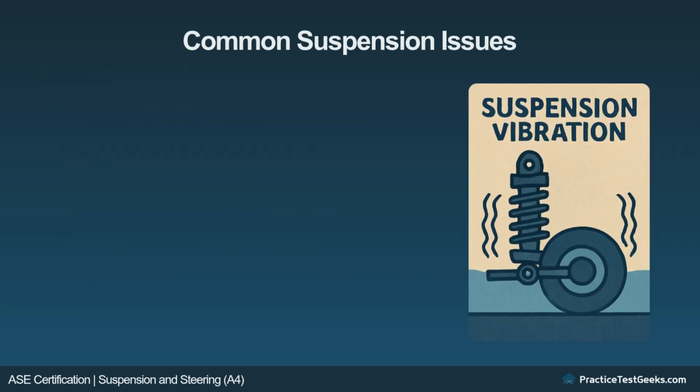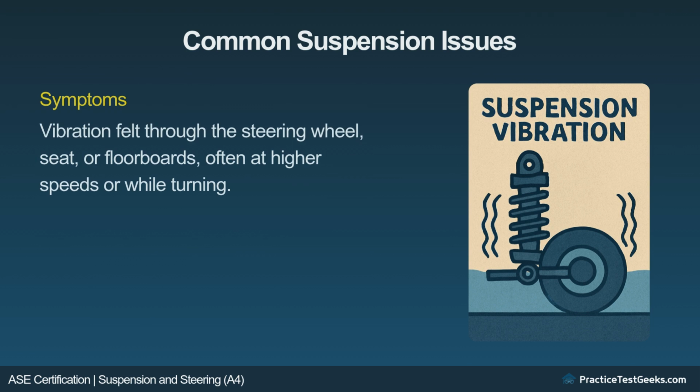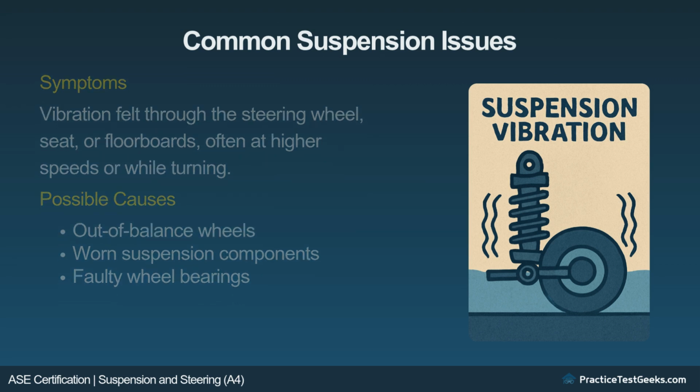Suspension vibration. Symptoms. Vibration felt through the steering wheel, seat, or floorboards, often at higher speeds or while turning. Possible causes. Out-of-balance wheels. Unbalanced wheels or tires can cause vibration, especially at higher speeds. Worn suspension components. Worn suspension bushings, control arms, or sway bars can contribute to vibration. Faulty wheel bearings. Worn wheel bearings can cause vibrations and noise, particularly when turning.